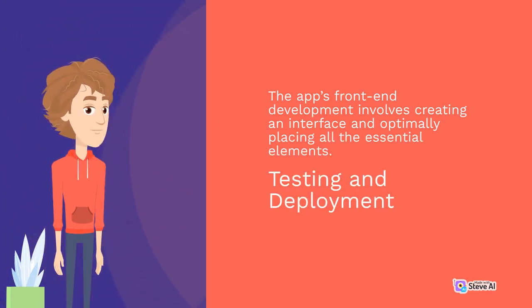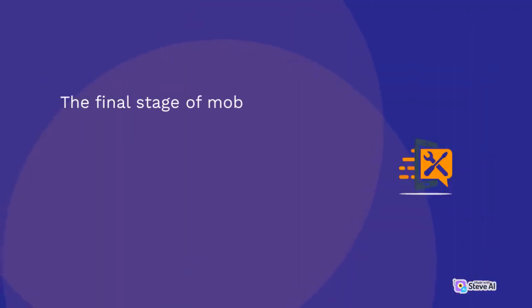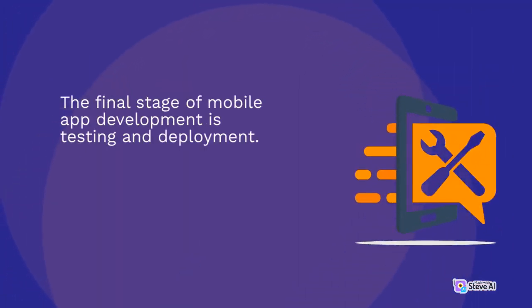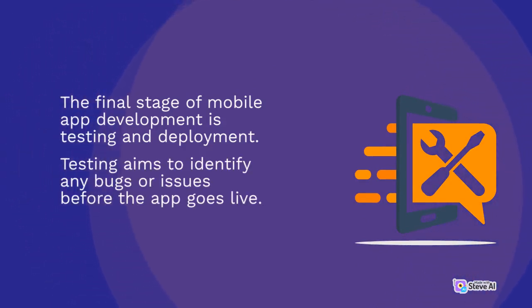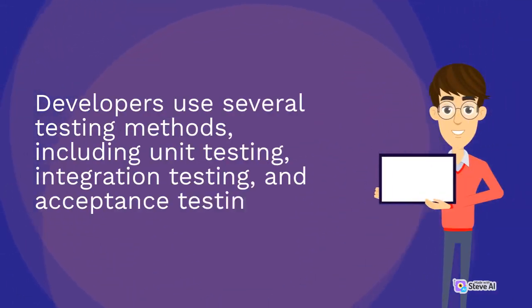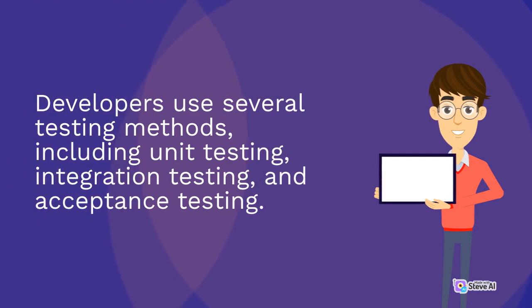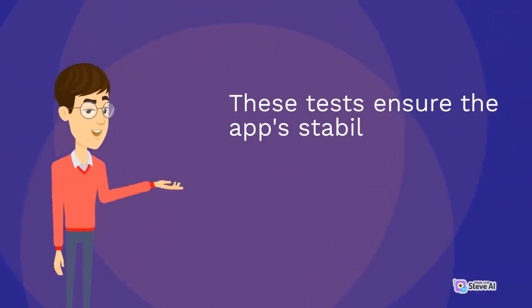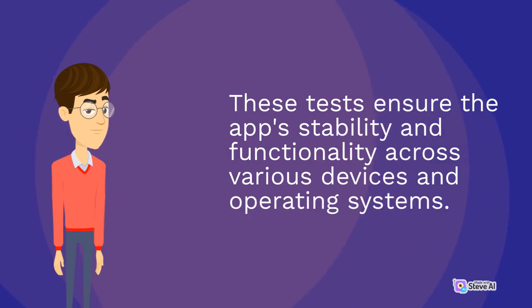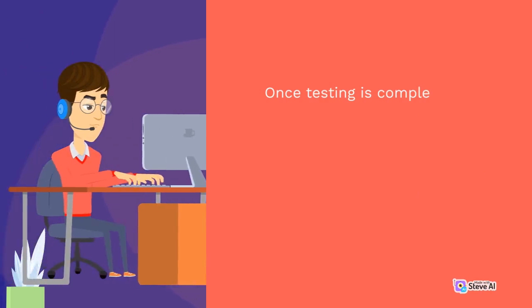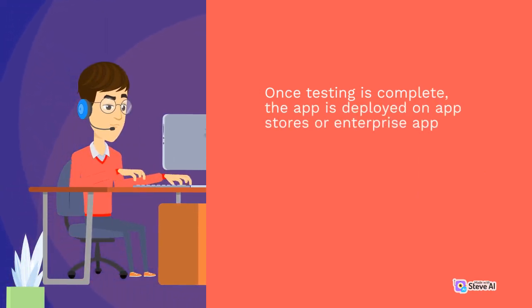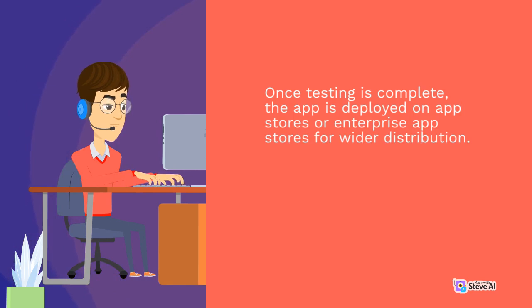Testing and deployment. The final stage of mobile app development is testing and deployment. Testing aims to identify any bugs or issues before the app goes live. Developers use several testing methods, including unit testing, integration testing, and acceptance testing. These tests ensure the app's stability and functionality across various devices and operating systems. Once testing is complete, the app is deployed on app stores or enterprise app stores for wider distribution.